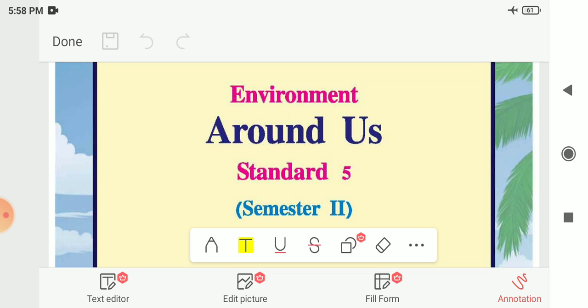After Diwali, this is our first lecture of EVS of class 5. In the first semester before Diwali, we had completed chapter 1 to chapter number 7. Now in this semester, we are going to study the remaining chapters of our EVS book, that is from chapter number 8 to chapter number 16. So this is our syllabus for semester 2.